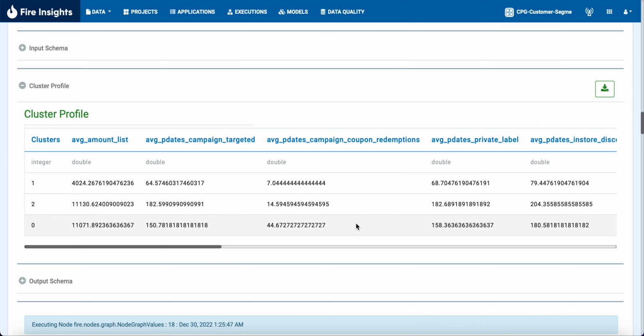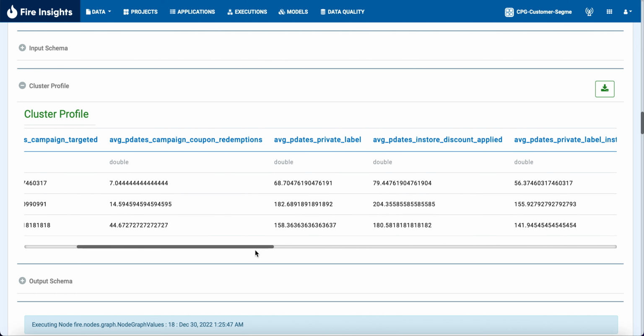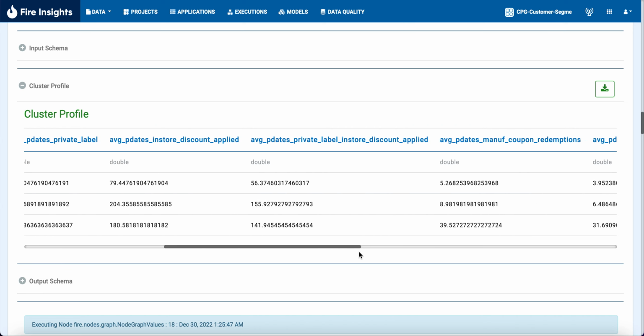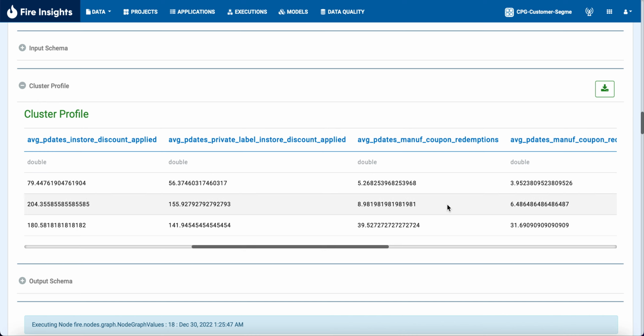The interactions from cluster 0 also carry through our other results. We can see that often they are either at the top or very similar to cluster 1 in terms of engagement with our campaigns. And in certain cases, such as our manufacturing coupon redemptions, they are much higher than the other clusters.